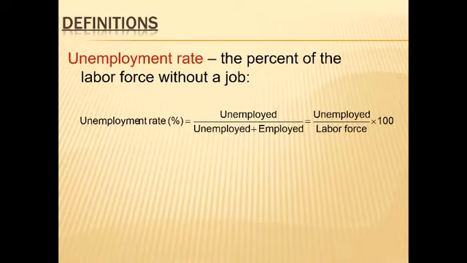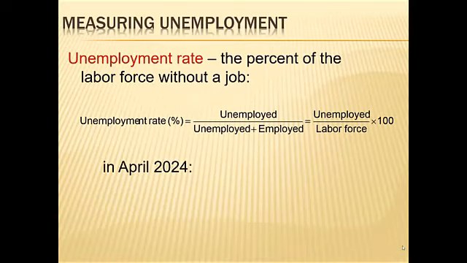And here's what the math looks like. So we take the number of unemployed and divide that by what's called the labor force. Now the labor force consists of the people who are unemployed plus all people who are employed. Okay, and then that's expressed always as a percentage. So multiply it by 100.